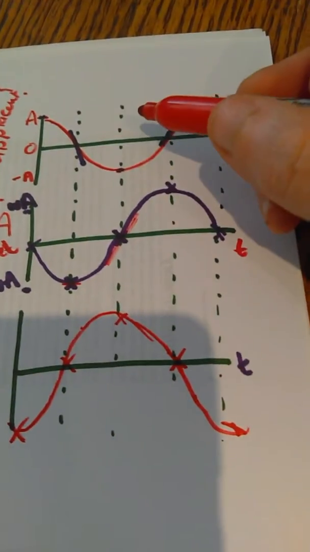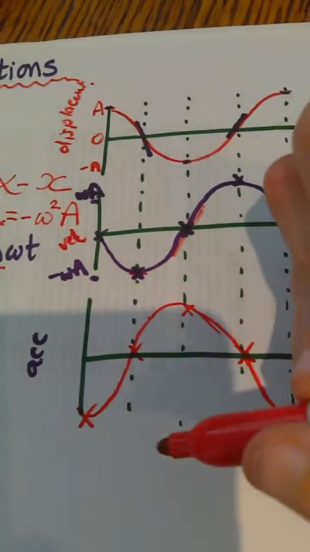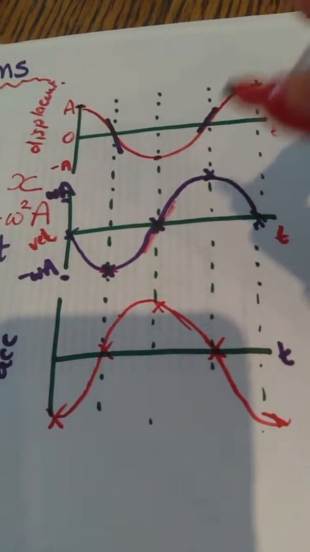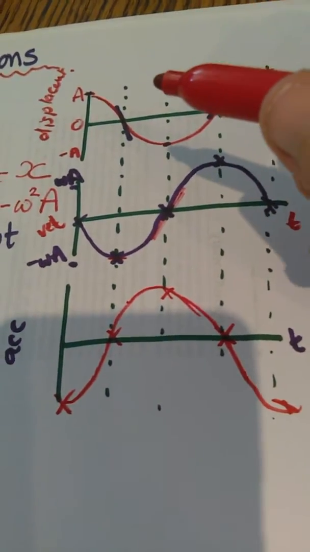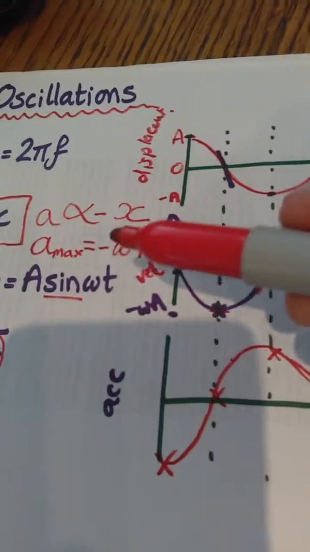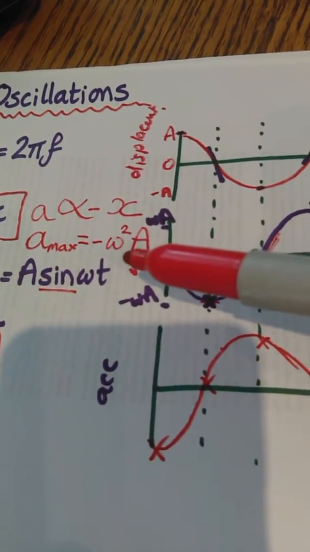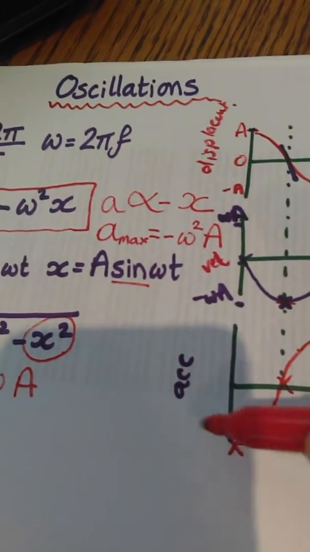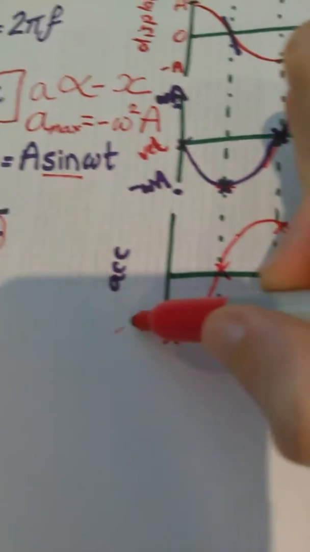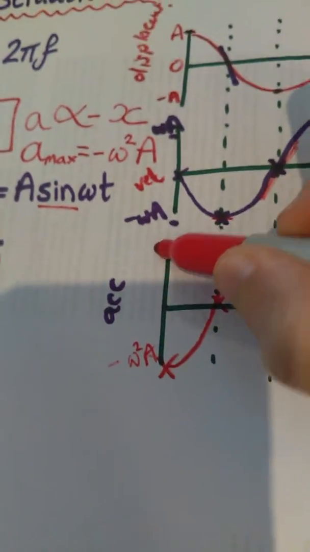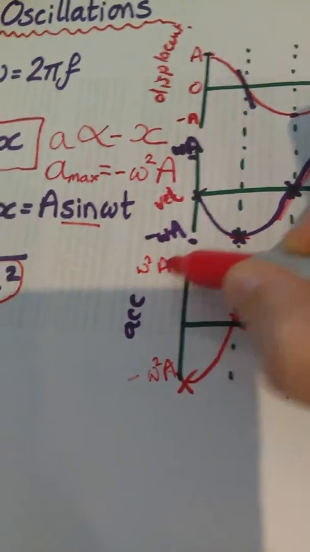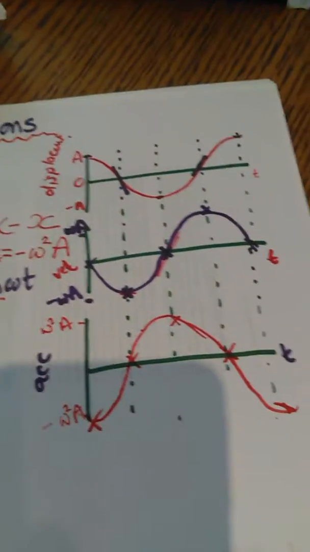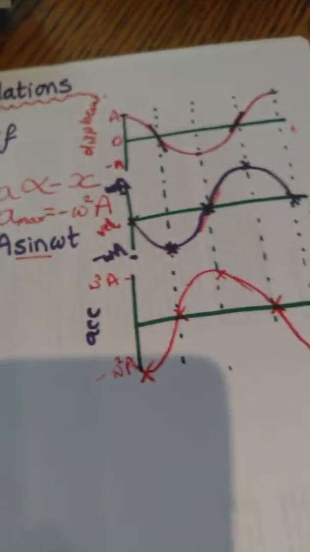Notice it's a mirror image of the displacement one because acceleration is proportional to negative displacement. And I've worked out that my a max is omega squared A, so I can label this one minus omega squared A and this one omega squared A. So those are some of the graphs that you might need to know about for your simple harmonic motion.